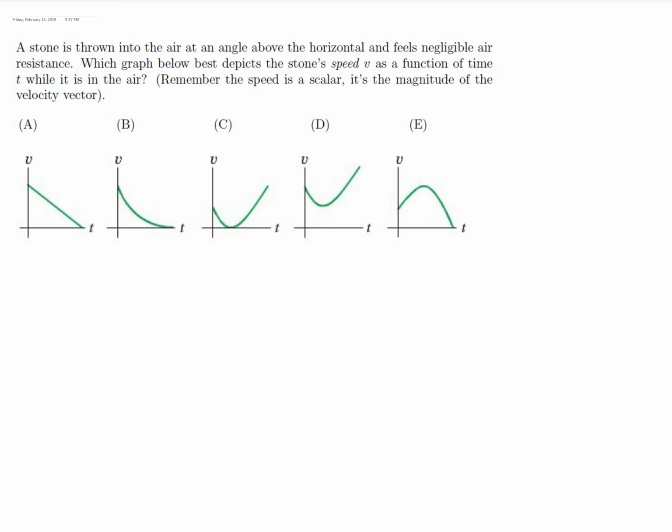Okay, in this question we have a stone that's thrown into the air at some angle above the horizontal. And we'll say it feels negligible air resistance, and so it should trace out a parabolic trajectory. And we want to get a qualitative sense for what the stone's speed is as a function of time.